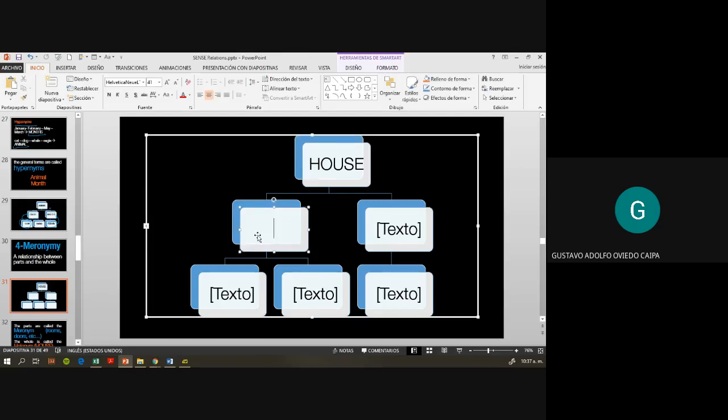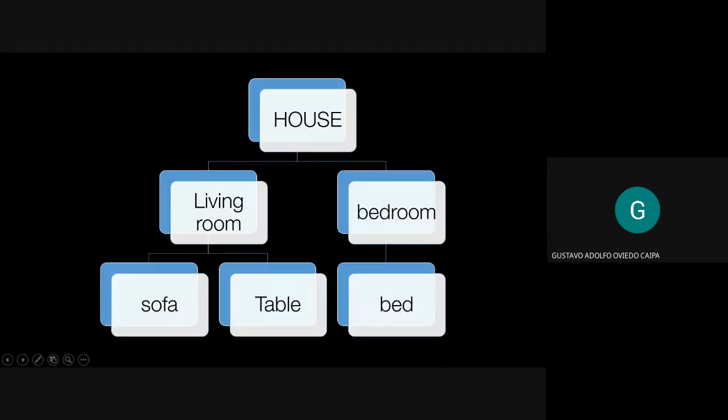Okay, living room. Living room, that can be one. Bedroom. Okay, what are some parts of the living room? All right, a sofa can be a part of the living room. What else? A table, dining table. All right, let's go with bedroom. What can be a part of a bedroom? All right, a bed. Okay, this will be sufficient. This is enough. We can work with this perfectly.